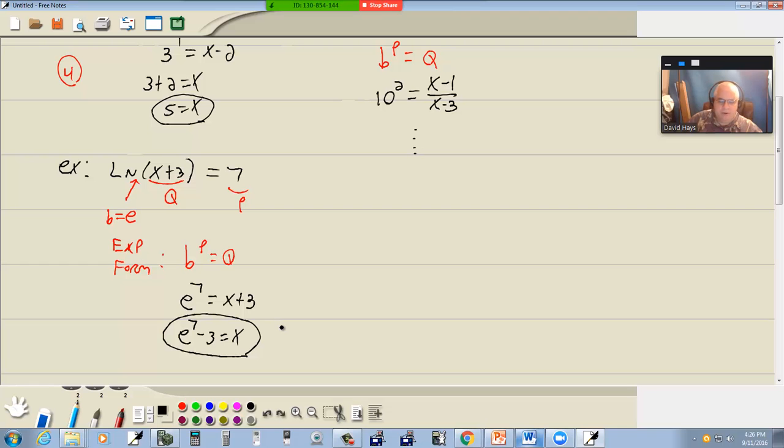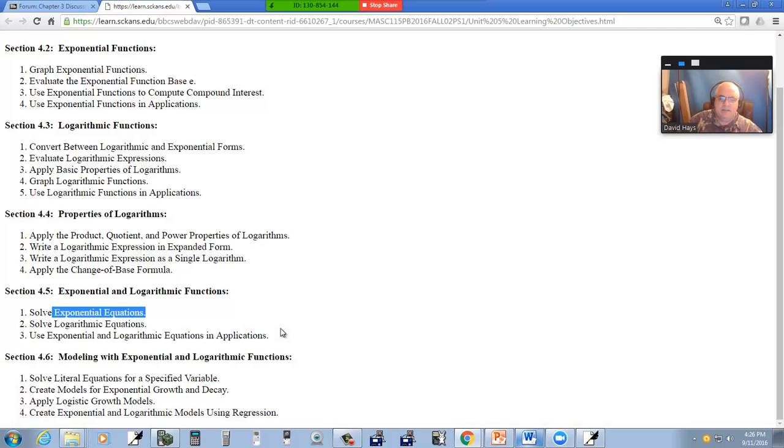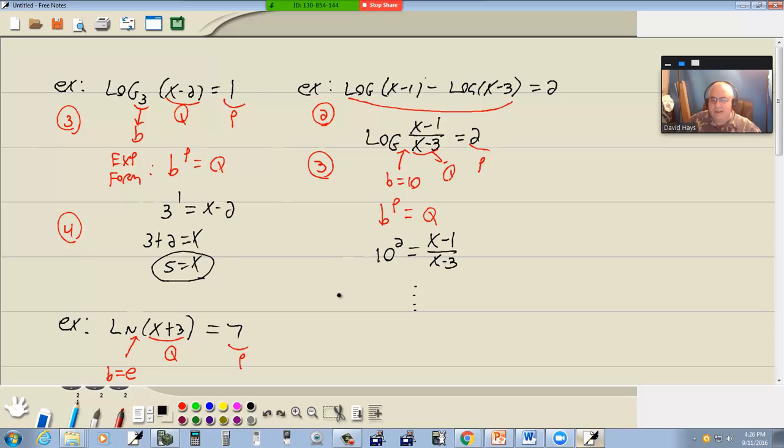Now, I'm going to put YouTube videos out there that will present examples of these other topics. Solving exponential, or use exponential log equations in applications. This last topic that I want to mention is regression, mainly because I don't have a video on it. So that's why I want to give you an example.